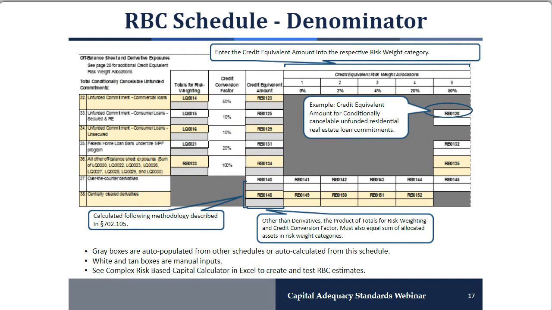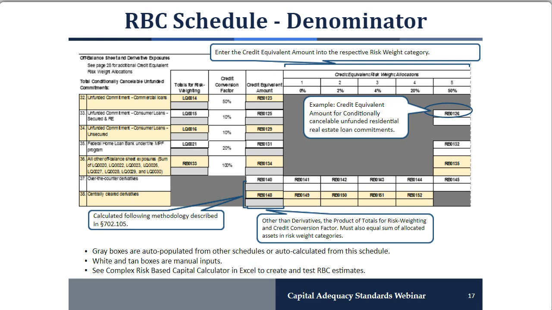Items 32 through 36 will auto-populate from the liquidity schedule of the call report, using mostly new line items added to the modernized version of the call report. Derivatives are calculated and entered manually, following the methodology described in Part 702.105.